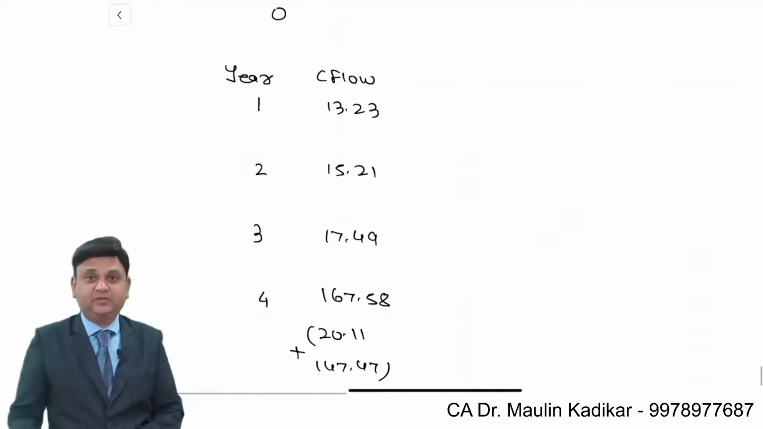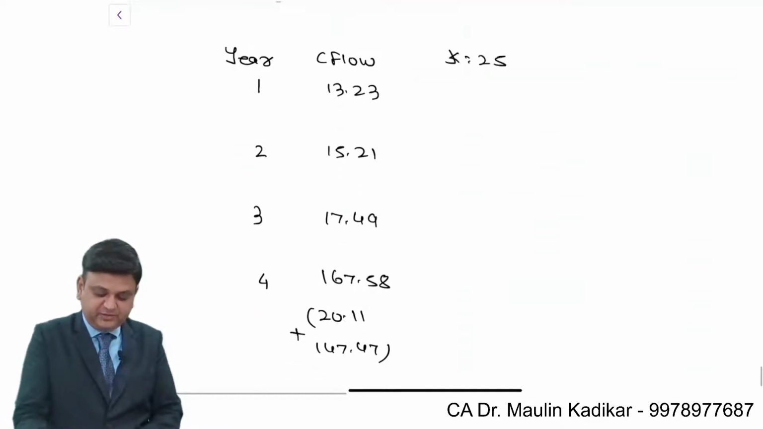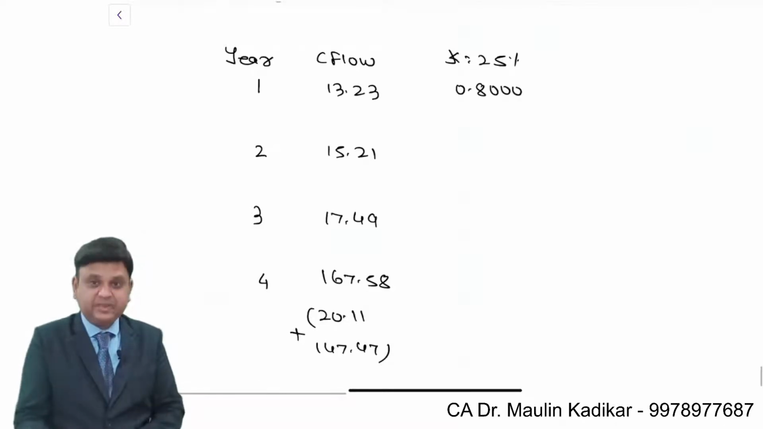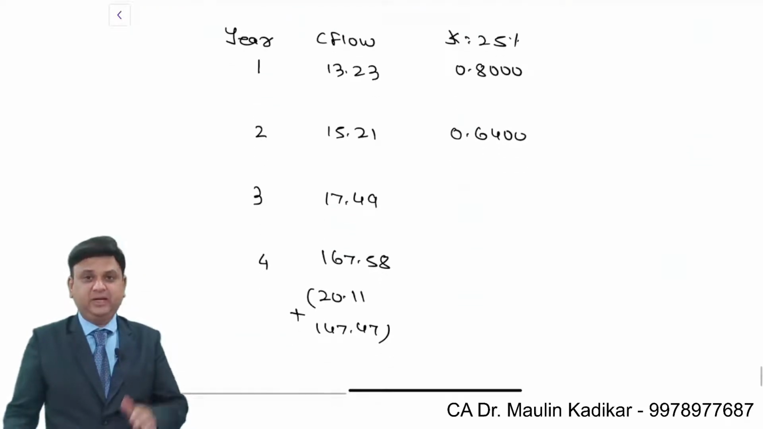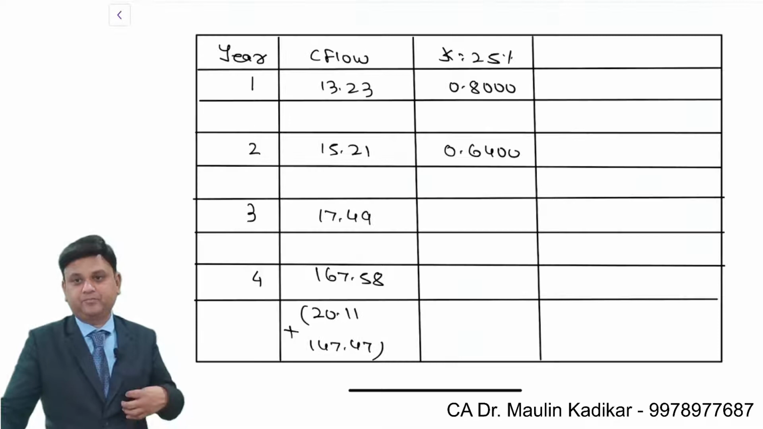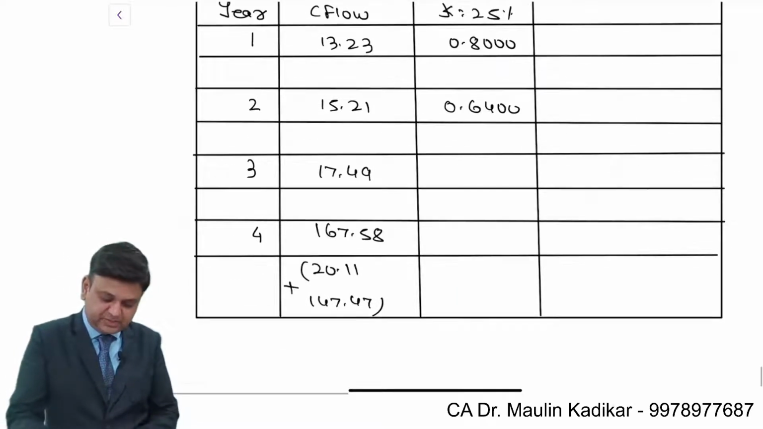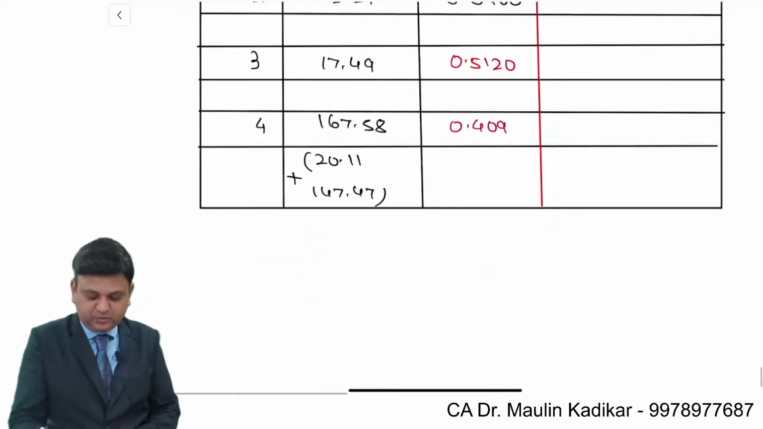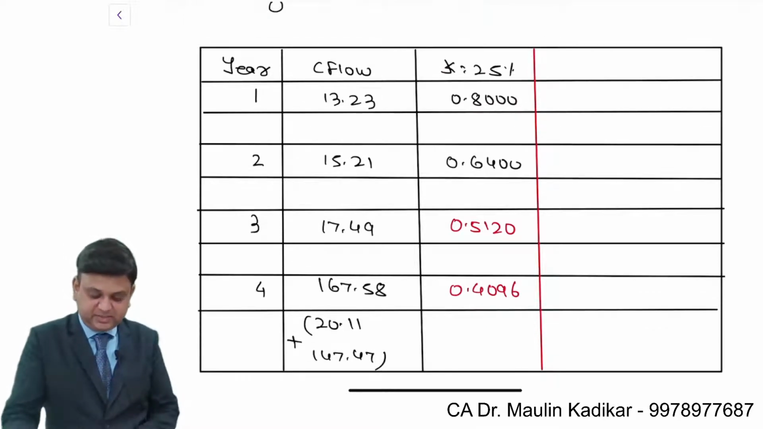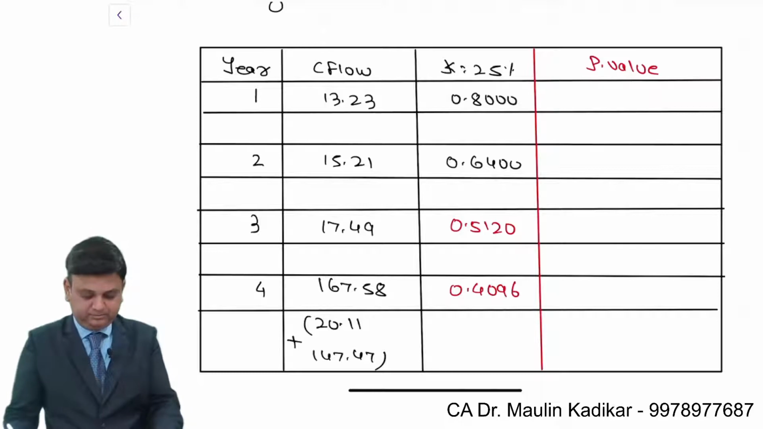And they are discounted to end of year 1. So friends, importantly for 25%, first year factor will be 0.8. Second year factor will be 64 paise. Third year factor is 0.512. Fourth year factor is 0.4096. And so on, year 1 to year 4 factors will be applied to convert them into present value term. We'll make the calculation of the present value. So next is a present value. It is 13.23 into 0.80, 10.584.